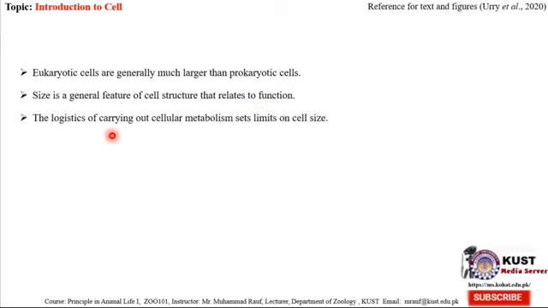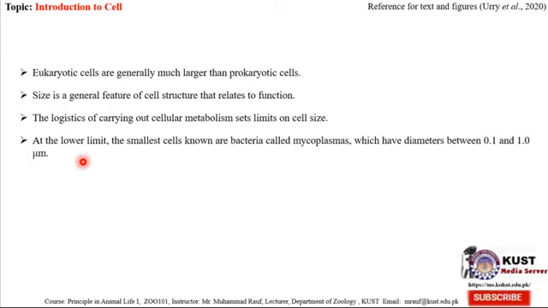The logistics of carrying out cellular metabolism set limits on cell size. So, as already mentioned, the function performed by cells and the extent of metabolic activities that can take place inside a cell are the two variables that have a considerable effect on the overall size of the cell.